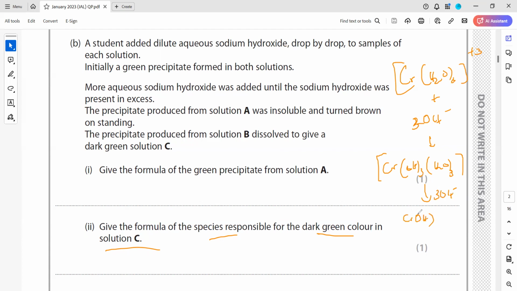So this chromium will turn into, what will the net charge? Chromium is +3, hydroxide is -1, six of them will be -6. So the net charge will be -3. And this is the reason why it dissolves, because the net charge on the complex is negative or positive, so it will dissolve. If there was a net charge of 0 on the complex, then it will be a PPT or precipitate.